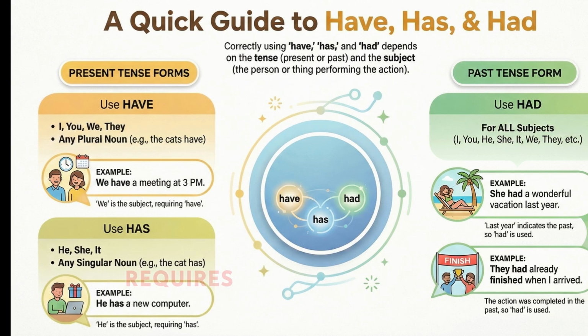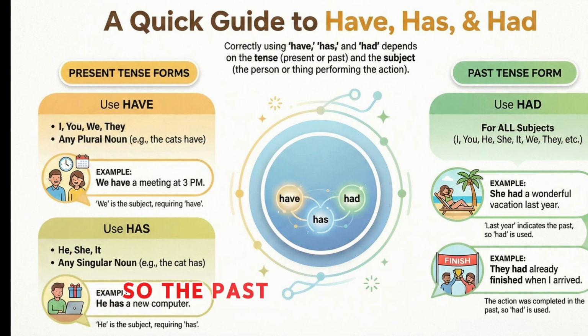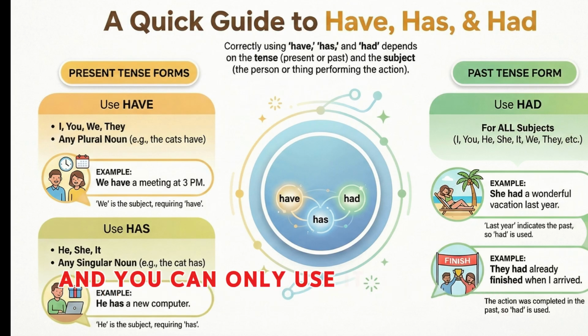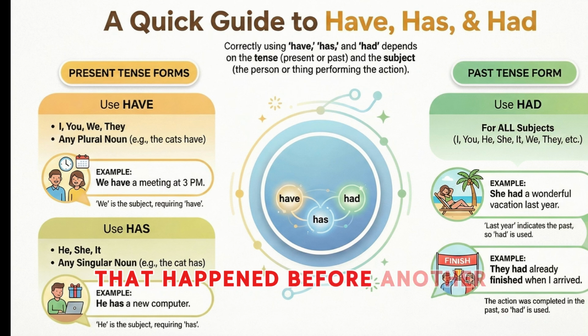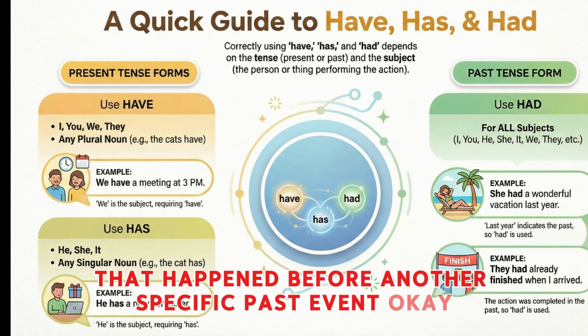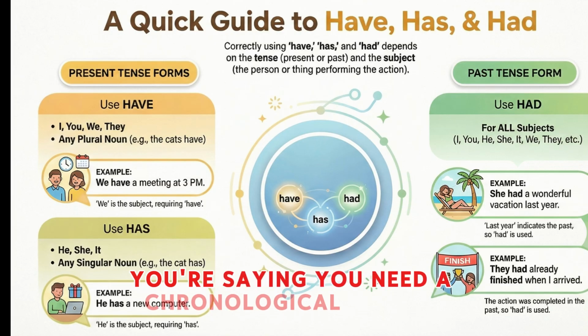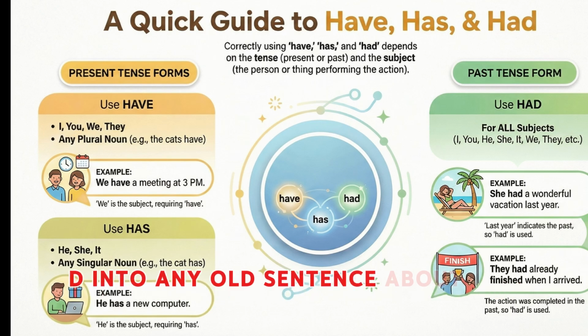And that tense requires a really specific understanding of chronology. So the past perfect. That's had plus the past participle, like had seen or had gone. Correct. And you can only use it when you're talking about one past event that happened before another specific past event. Okay, this is where it gets really interesting. You're saying you need a chronological anchor in the past. You can't just toss had into any old sentence about the past.